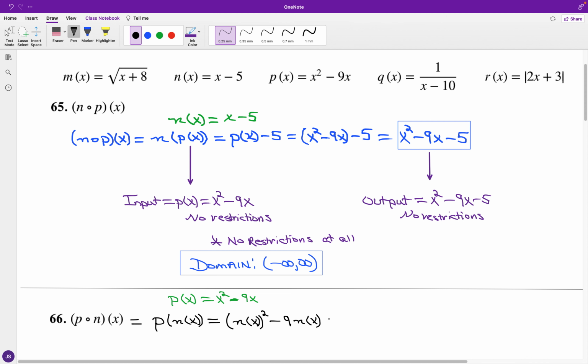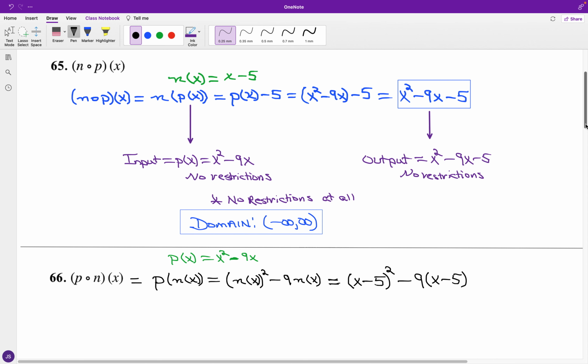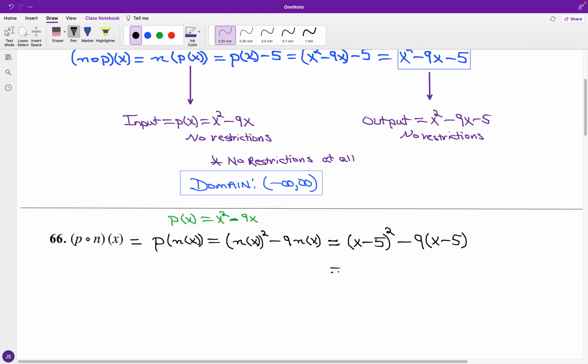Okay, so you got the square of n of x minus 9 times n of x. So with n of x at x minus 5, you have the square of x minus 5 minus 9 times the quantity of x minus 5. And for what we have in the follow through, for x minus 5 squared, again we have x minus 5 times itself.